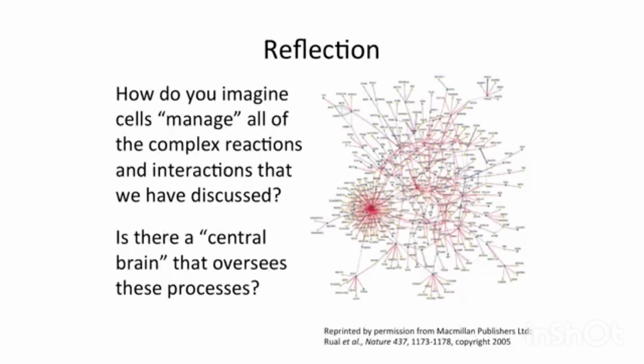So, how do you imagine cells manage all of these complex reactions and interactions? Is there a central brain that oversees these processes? What actually goes on in the cell?